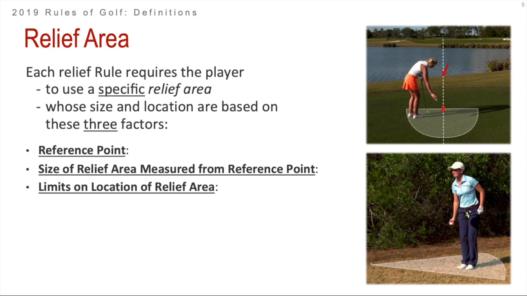There's going to be a reference point. The reference point's going to depend on the rule you're operating under, but there's going to be a reference point every time you're creating a relief area. Then the size of the relief area measured from the reference point, like I said, is going to be 1 club length or 2 club lengths. Usually it's 1. And then any other limits on the location of the relief area, such as what part of the golf course the relief area has to be in.